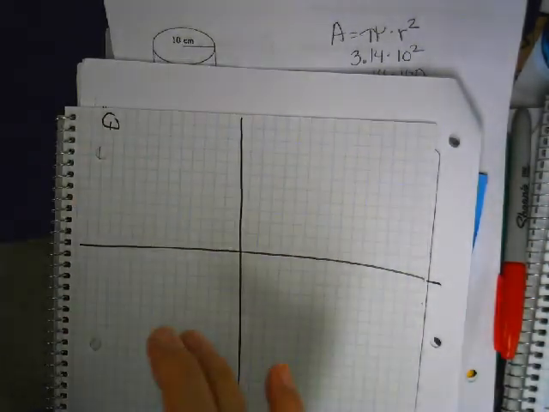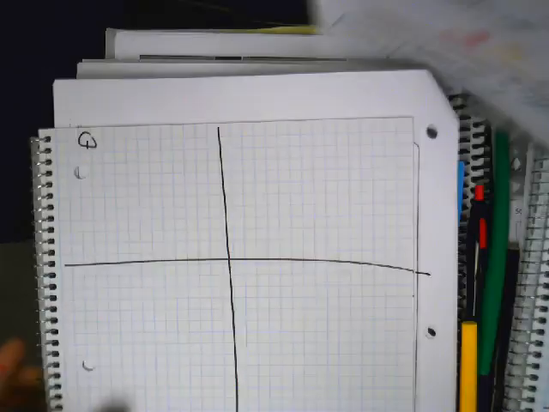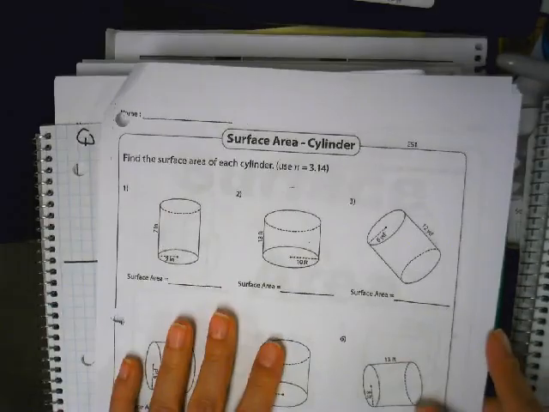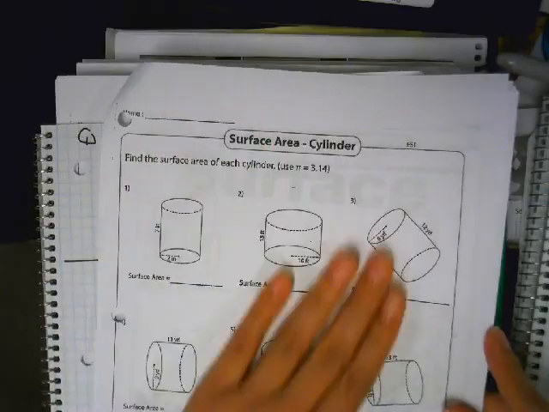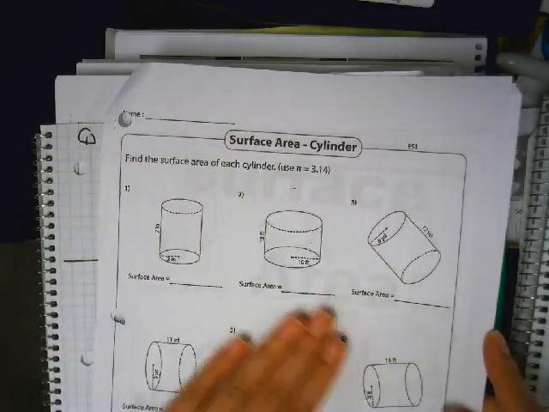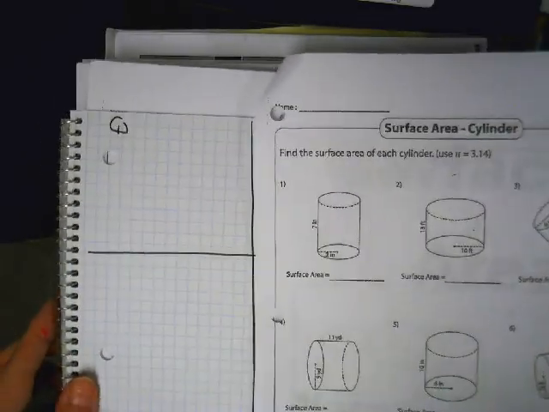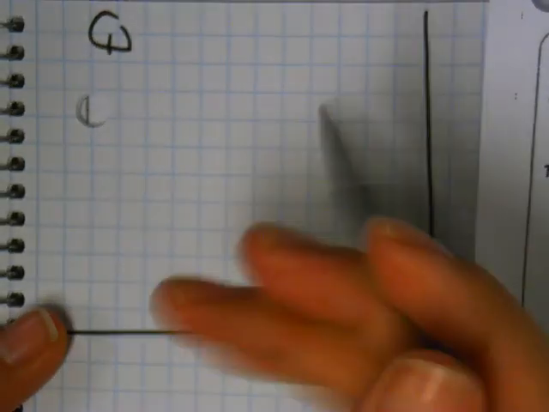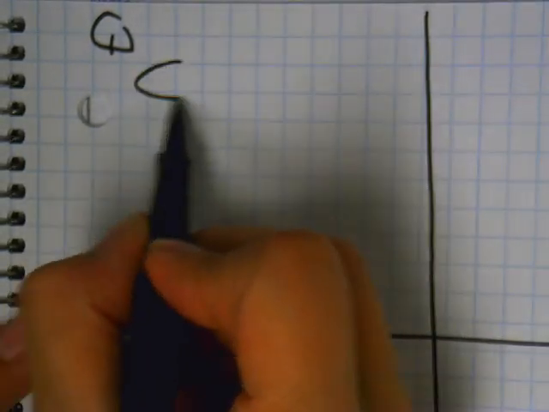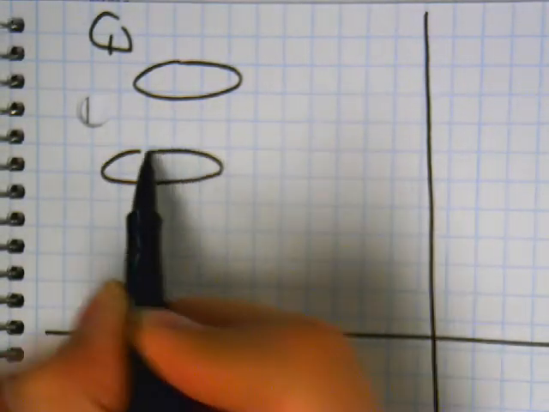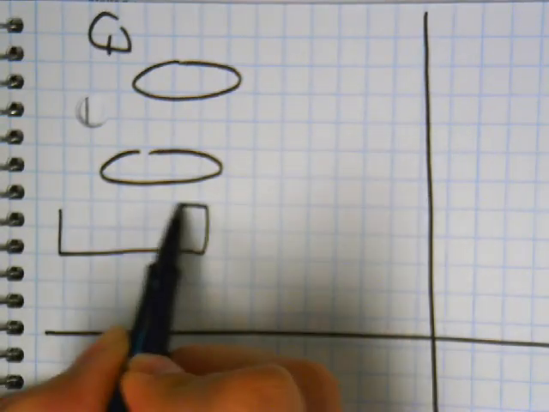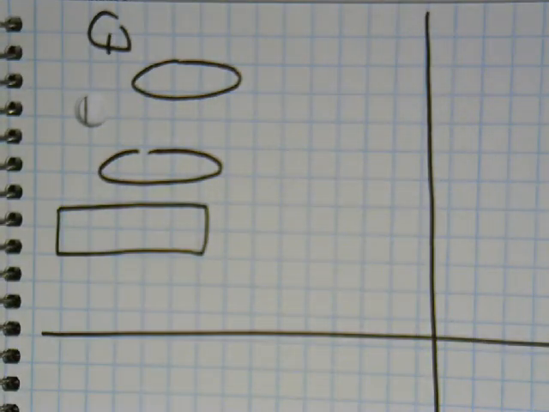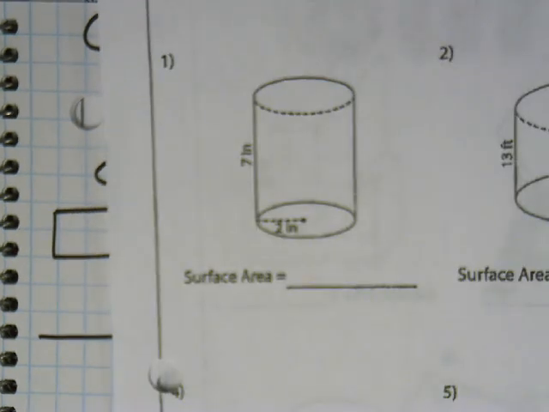Number 1. So from your packet, you're going to flip it over, and these are your problems. When you find the surface area of a cylinder, you need to find the area of 2 circles and a rectangle, given this information, right?